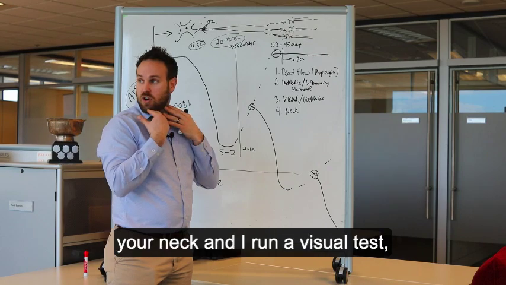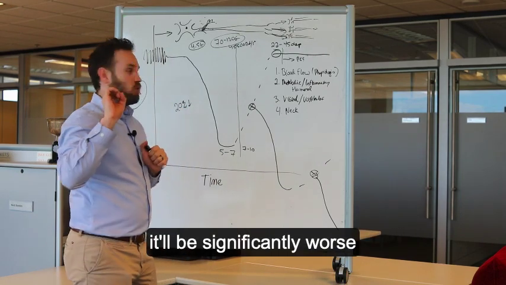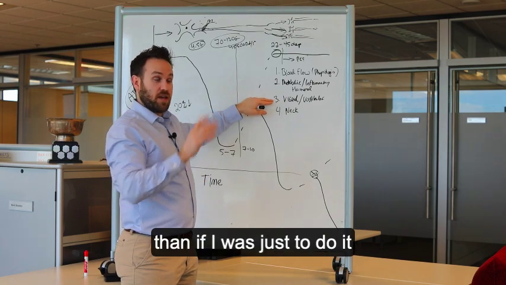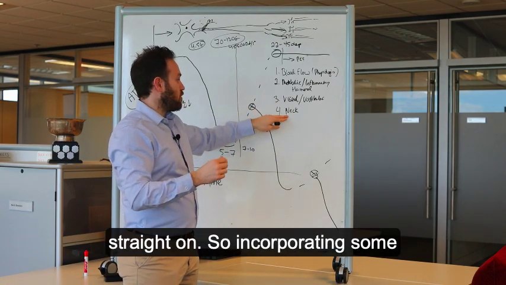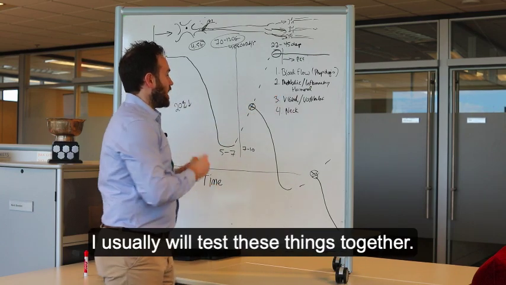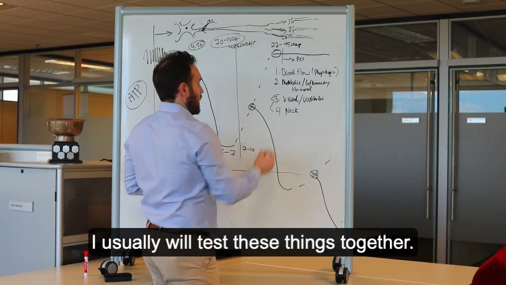For example, if I get you to turn your neck and I run a visual test, it'll be significantly worse than if I was just to do it straight on. So incorporating some element of neck function allows you to tackle this whole thing. I usually will test these things together.